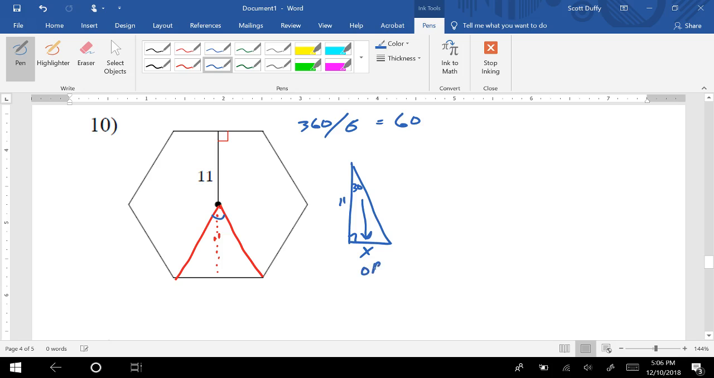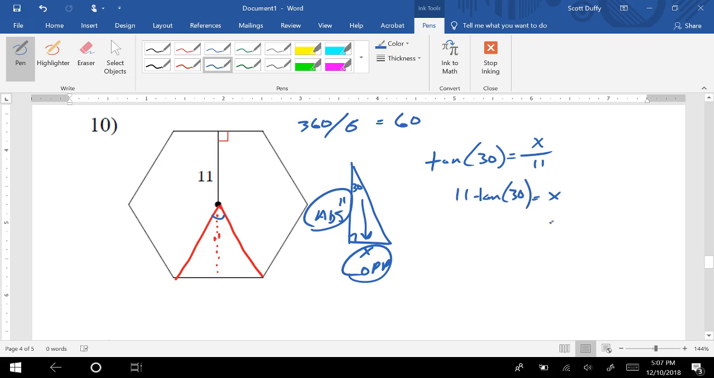Arrow across the triangle. I have opposite. This is the adjacent. Still using tangent. Opposite x over adjacent 11. Cross multiply, you get x equals 11 times the tangent of 30. That gives .35, but that's only half right there, so we have to multiply it by 2. And the whole length is 12.7.